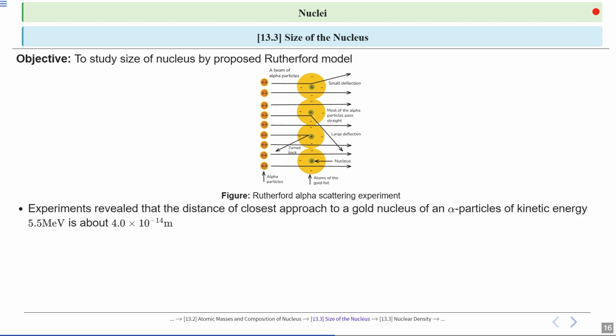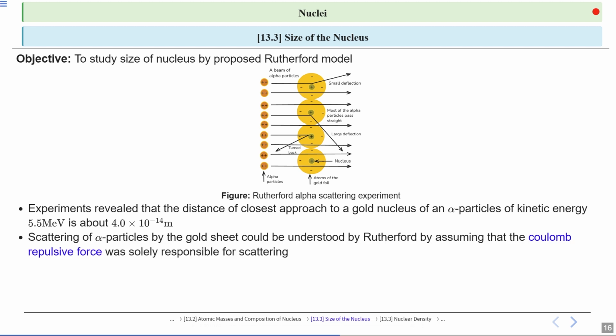Let's focus on what the experiments revealed when alpha particles with kinetic energy 5.5 mega electron volt, where mega electron volt is a unit of energy, were fired at the gold nucleus. The closest they could get was 4 times 10 to the power minus 14 meters. This distance is incredibly small and it tells us just how tiny the nucleus is compared to the whole atom.